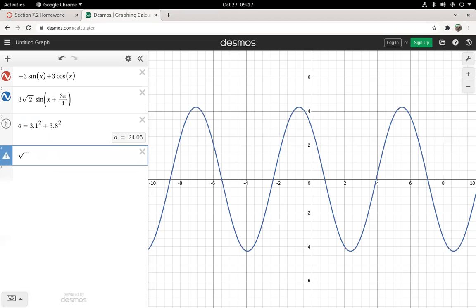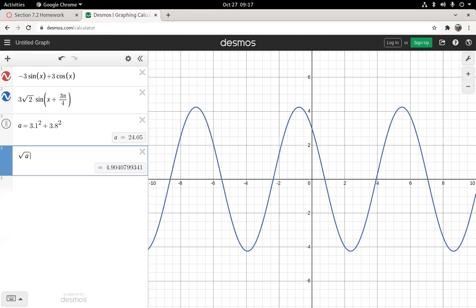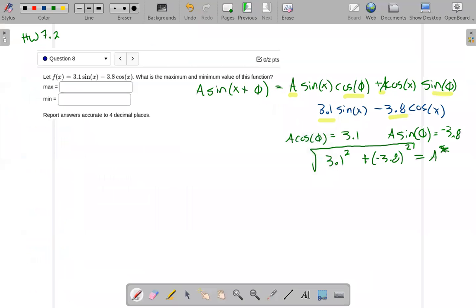So let's say we call that little a. Yeah, so that's kind of messy. So I could round there, but I'm going to keep it exact for a little bit. So a is the square root of 24.05. So I haven't done any rounding yet. And then to get phi, we just solve for the cosine of phi there. So we would get cosine of phi is equal to 3.1 over that square root.